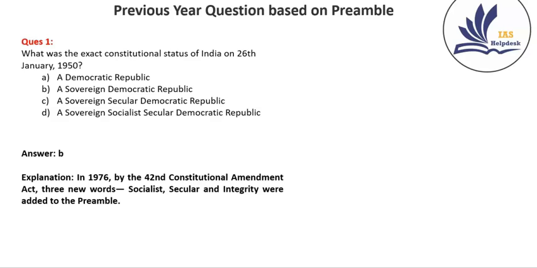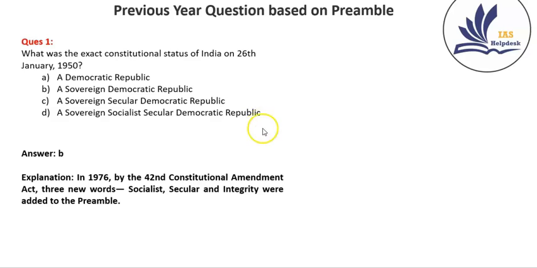तो let's start from the last option, option D, a sovereign socialist secular democratic republic. So obviously India sovereign country था उस वक्त. And also we read in our 42nd Constitutional Amendment Act in our discussion, which added socialist, secular and integrity, 3 words इसने add किया था हमारे preamble में.